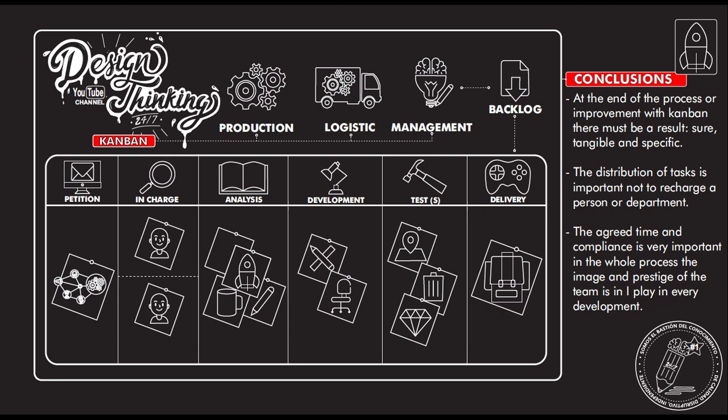The agreed time and compliance is very important in the whole process. The image and prestige of the team is in play in every development. Very important what I just said, because the idea is that the Kanban team always makes itself stronger and has more resources to work with in anything that they do. So it's very important to understand that the prestige of your team is always on the line. So you have to deliver on time, deliver with quality, and deliver an extremely good development.